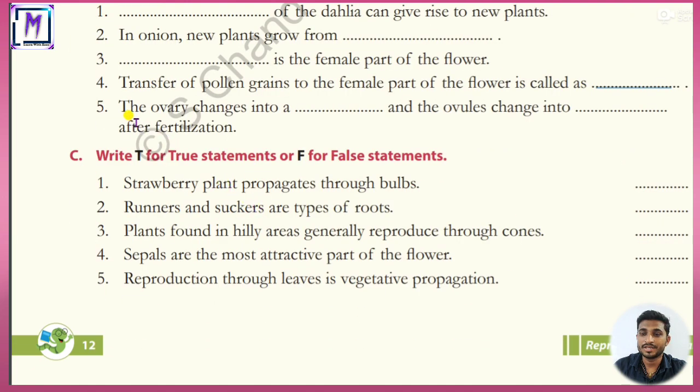Next: the ovary changes into a blank and ovules change into a blank after fertilization. As we know, after fertilization, the flowers are ready to produce fruits. First of all, the ovary turns into the fruit, and the ovule changes into the seed. So the ovary is converting into fruits and the ovules are converting into seeds, right. So let's see question C.